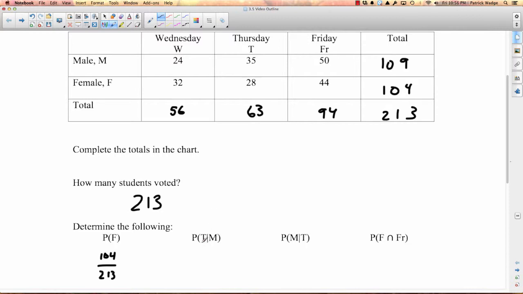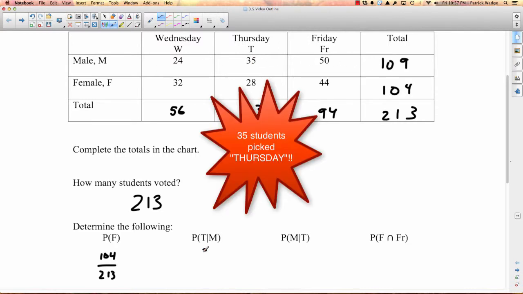In this case, we're not. What does this mean? This is the probability of a student picking Thursday if the student was male. So this is conditional probability. So if the student was male, in other words, we're only going to be looking at this top row here. So if a student was male, if that's already a given, what's the probability they pick Thursday? Well, if a student was male, we're only looking at the top row, 35 students pick Thursday, and the total number of males is 109.